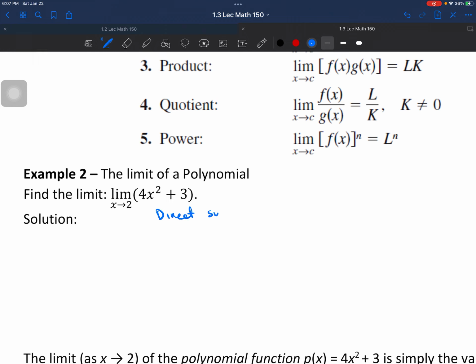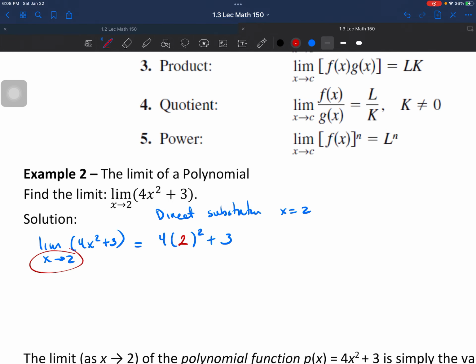Direct substitution. That means x equals 2, and then plug it into the limit. So we'll have the limit of 4x squared plus 3 as x approaches 2 equals 4 times 2 squared plus 3. Following the order of operations, what goes first? Power. So that'll be 4 times 4, then the product, so that's 16 plus 3, and then the sum. So that's 19. And there you go.